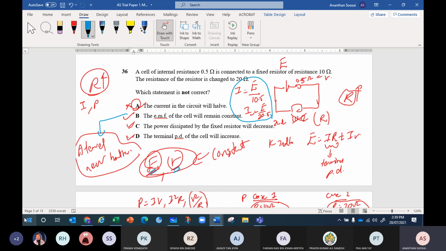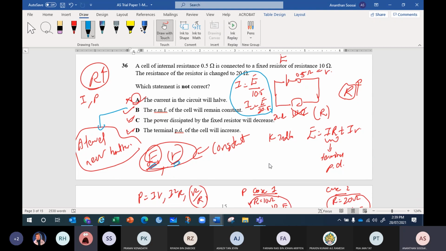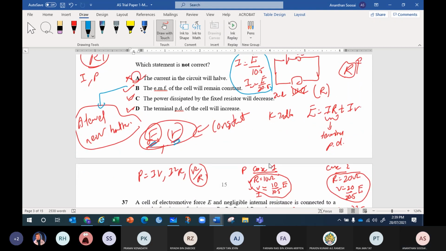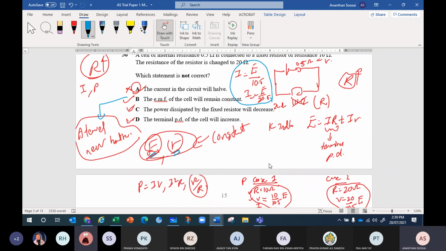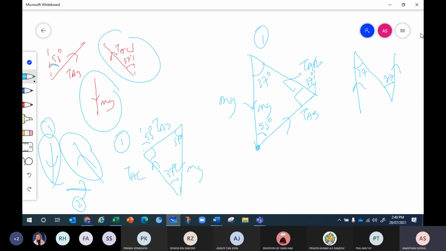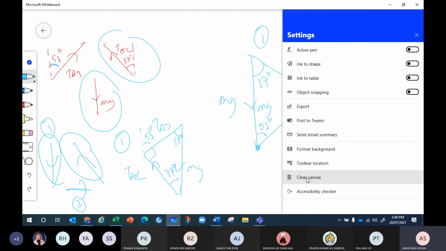Okay, 1 minute for you to take down, or any questions? Sir, can you explain about D? Why does terminal PD increase? Yeah, why does terminal PD increase? Because I go to this.